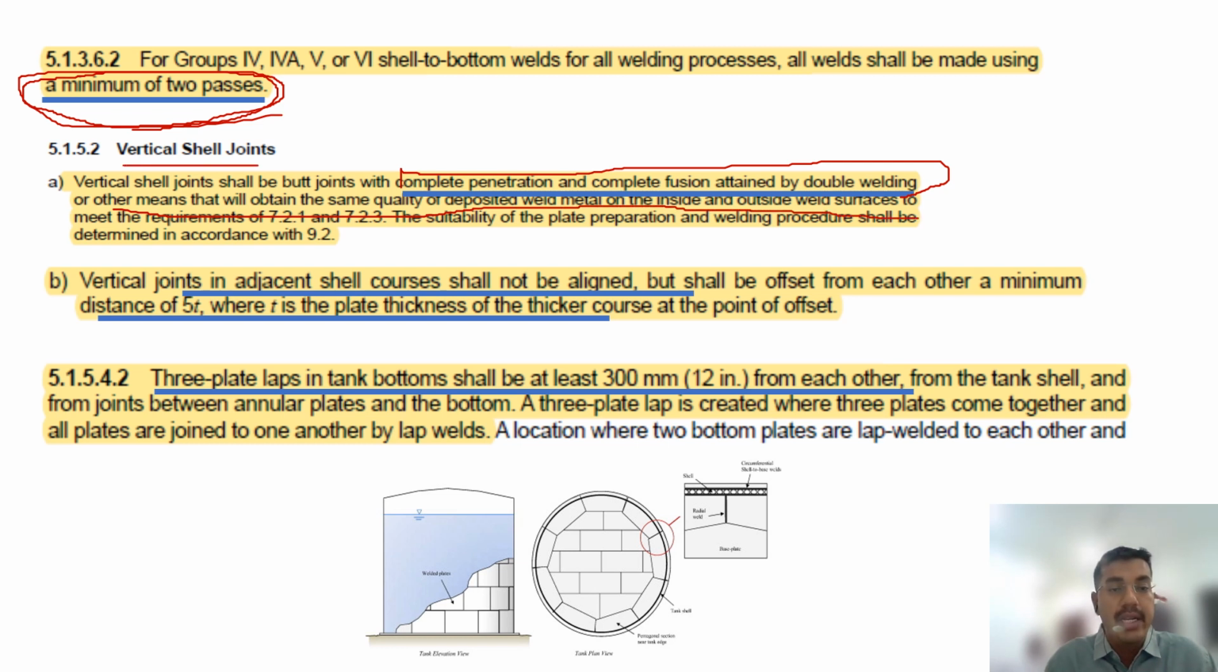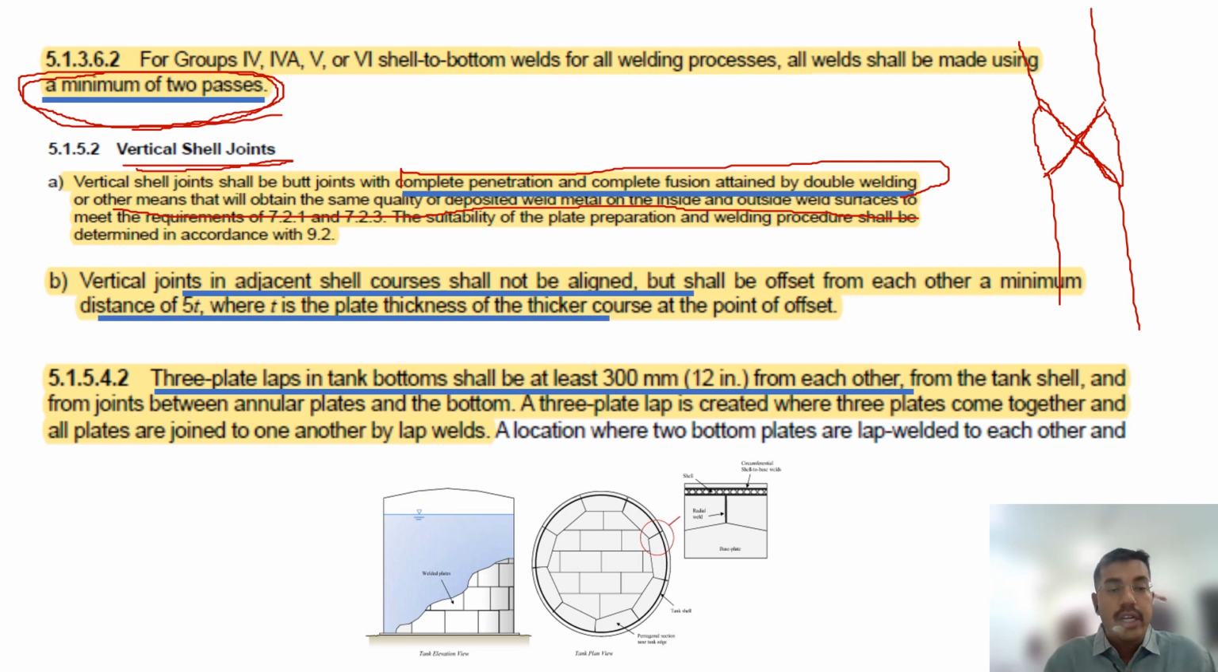So for shell plate joints, it should be complete fusion with double welding, both side weldings. Okay, so if the weld is like that, double V, then you have to weld on both sides, this side and this side. If this is the plate like that, both sides the welding should be there and it should be a complete penetration. A penetration is a must. Okay.